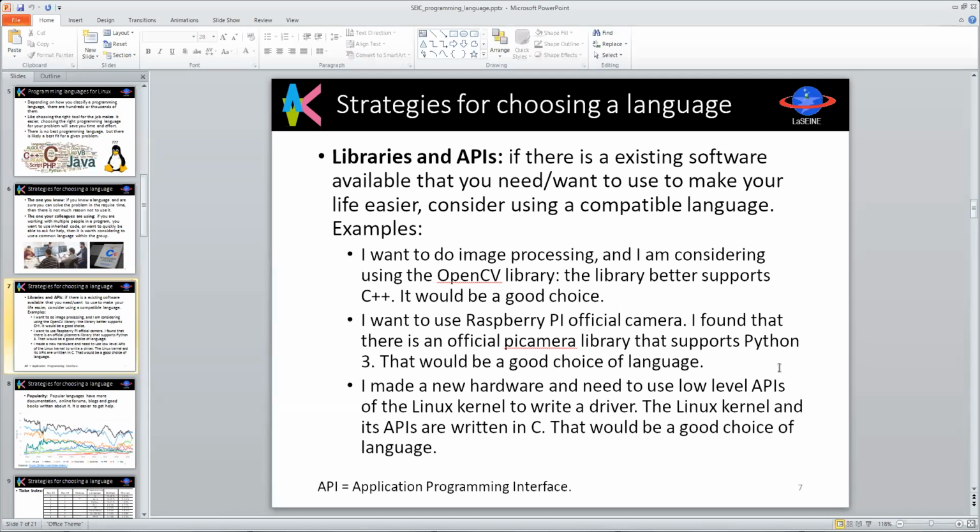So the point here is to look at what already exists that can help you solve your problem. Look at what language this supporting software is recommending you to use.